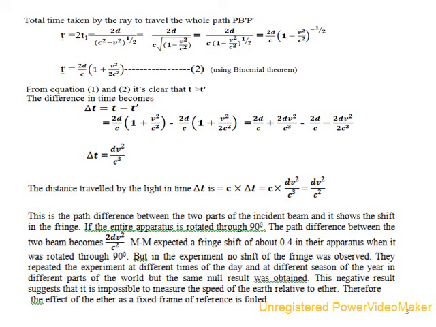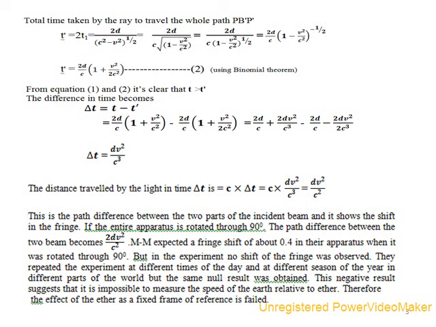The distance traveled by the light in a time delta t is given by distance equal to velocity into time, that is c into delta t. Substituting this expression, we get d v square by c square. This is the path difference between the two parts of the incident beam, and it shows the shift in the fringes. If the entire apparatus is rotated through 90 degrees, the path difference between the two becomes 2d v square divided by c square.